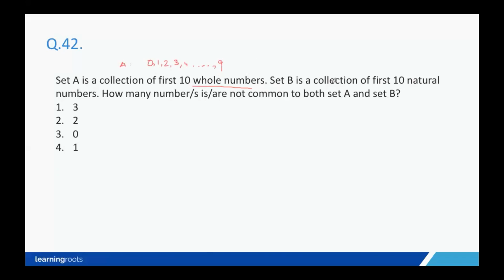What about set B? Set B is a collection of the first 10 natural numbers. The first 10 natural numbers will start from 1. So 1, 2, 3, 4, and so on. Okay, first 10, so that means I will stop at 10. So how many numbers are not common? Of course 0 is not present in B and 10 is not present in A. So there are two numbers that are not common to both A and B. So the answer will be 2, right?